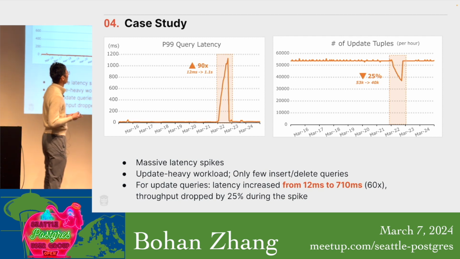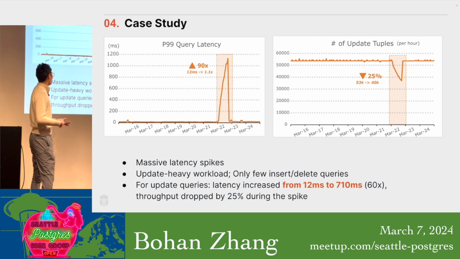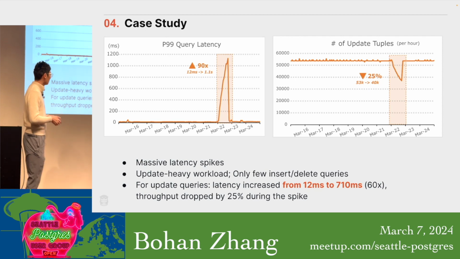So originally it is 53,000 update tuples per hour. It dropped to 40,000 update tuples per hour. It's not a lot. So we found that it's an update heavy workload, and it only has few insert and delete queries, so we can ignore the delete and insert queries. So we think there's something wrong with the update queries, because the throughput dropped a little bit, dropped 25% for the update queries.